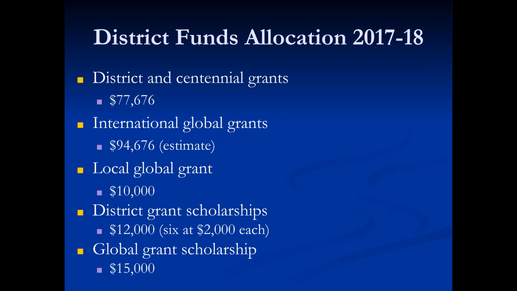For international global grants, we're going to have about the same as we did last year. And for local global grants, this is something new. We're going to allocate $10,000. We're also going to allocate from the district $12,000 for 6 $2,000 scholarships that will be awarded through the regional scholarship committees. And finally, we're going to allocate another $15,000 this coming year for a global grant scholarship, 1 per district.